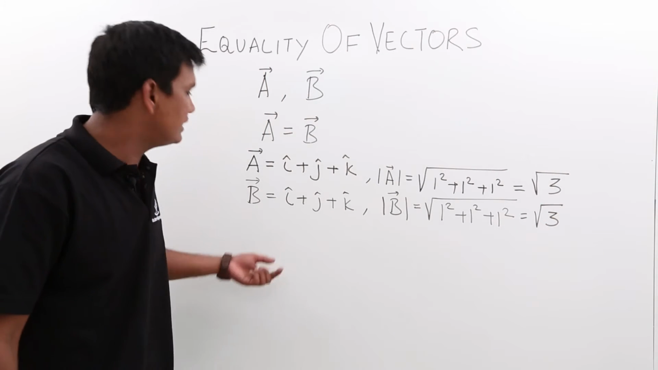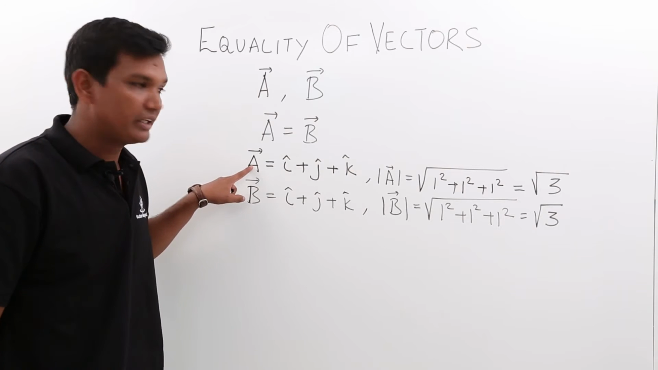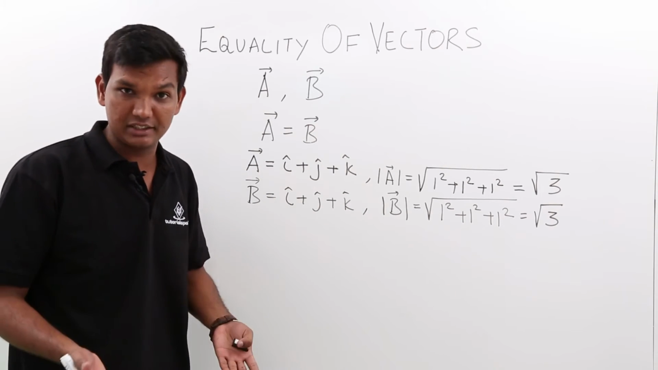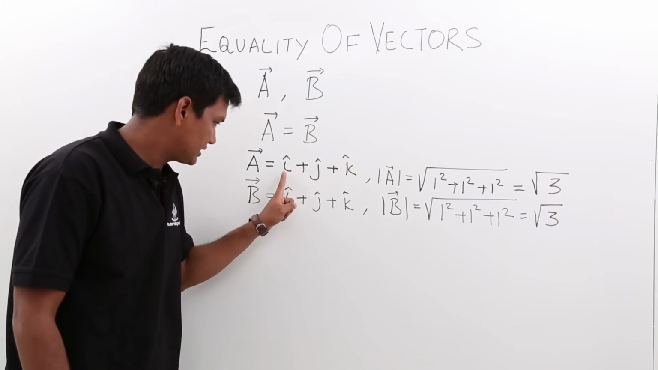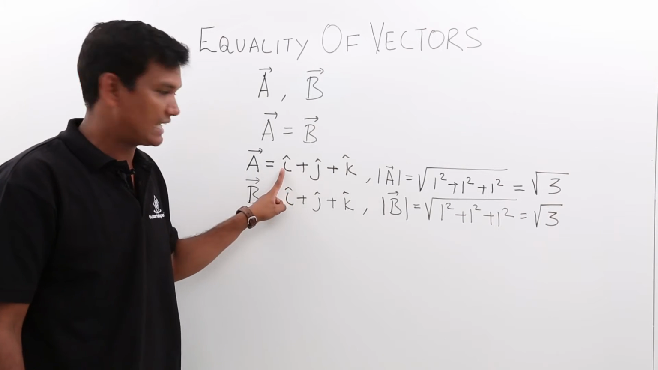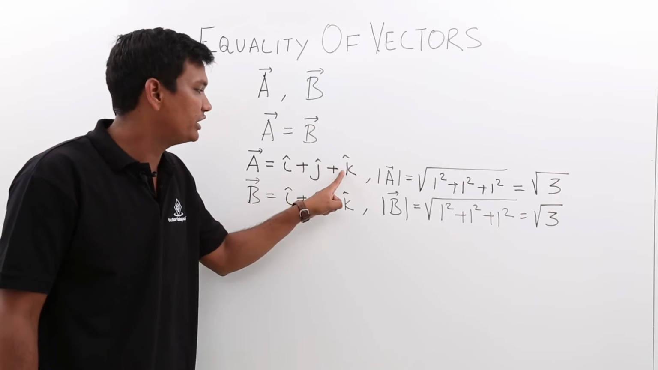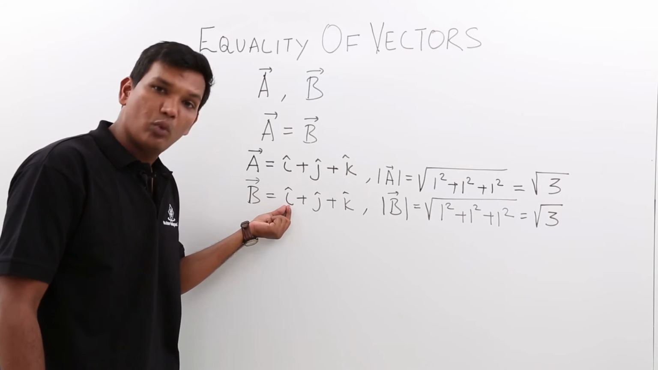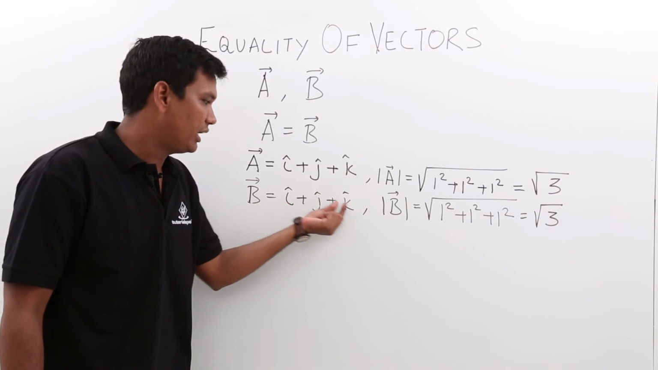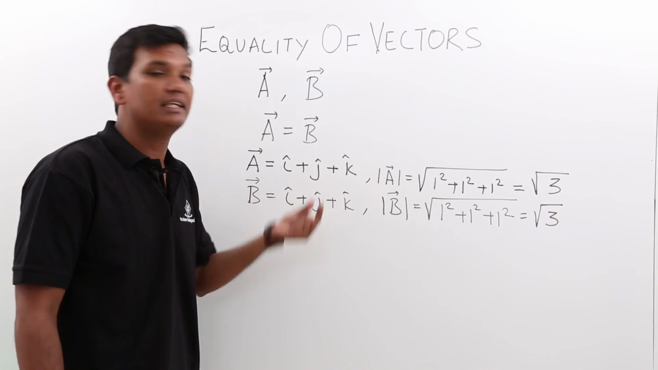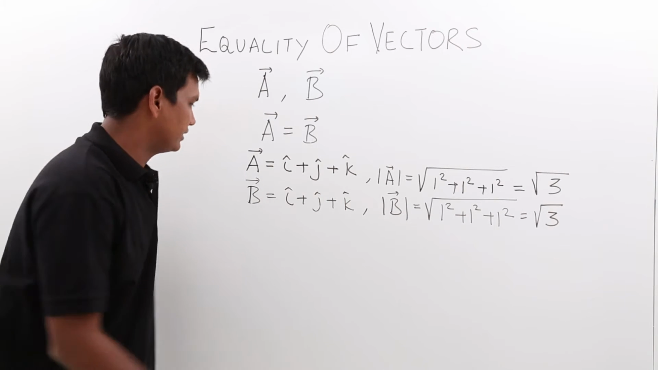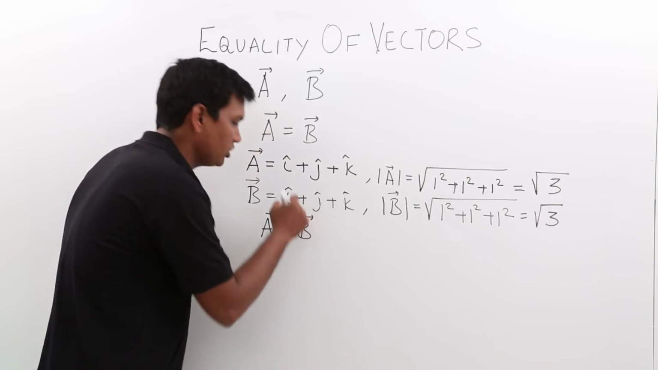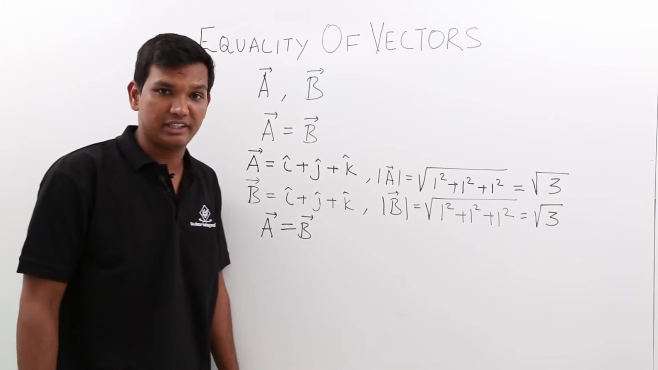Now I can see that the magnitude of a vector is root 3, and the magnitude of b vector is also root 3. So the magnitude of both the vectors is equal. What about the direction? Yes, a vector is 1 unit along x axis, 1 unit along y axis, 1 unit along z axis. The b vector is again 1 unit along x, 1 unit along y and 1 unit along z. So in this case I can say that a vector is equal to b vector because magnitude and direction both are the same.